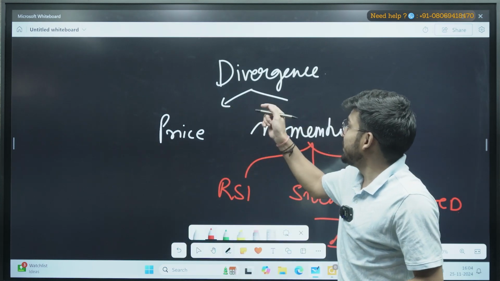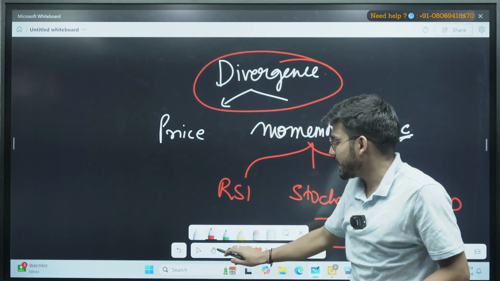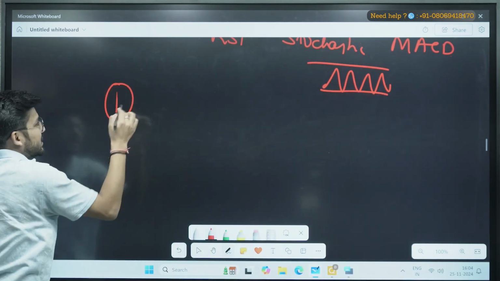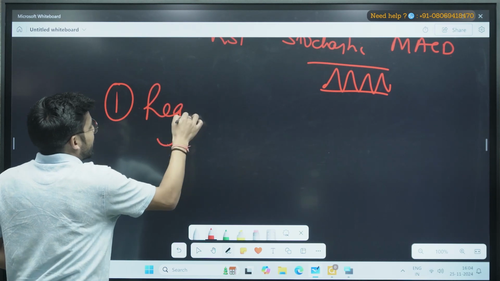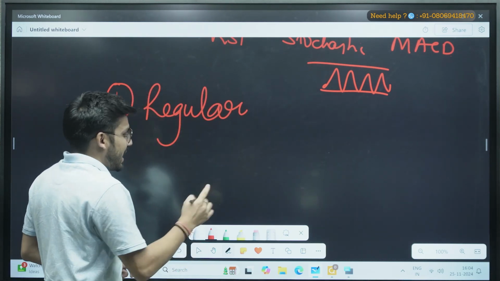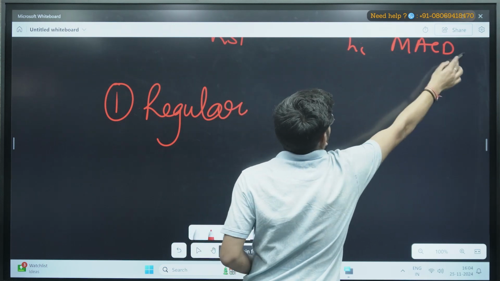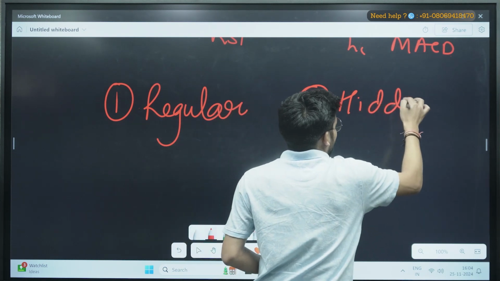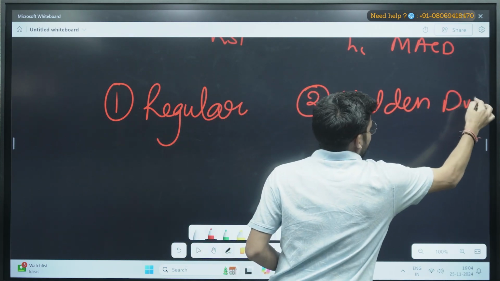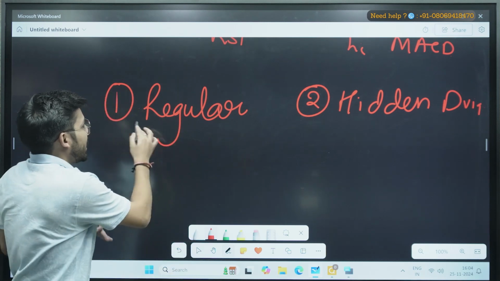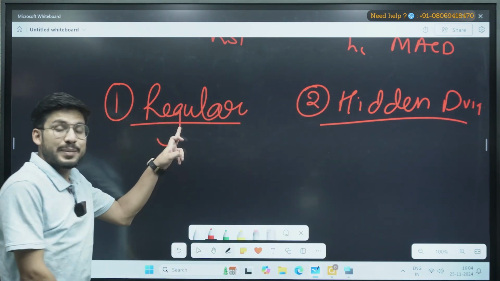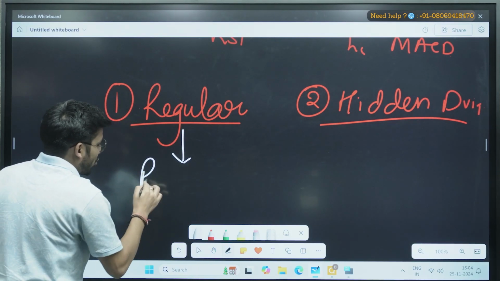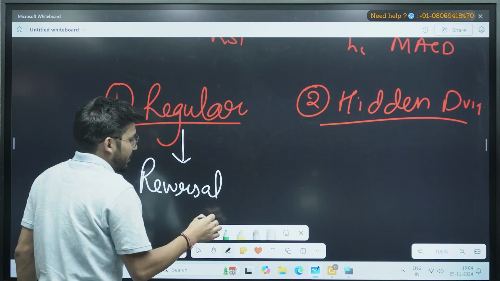Now, when we are talking about divergence, mainly there are two types of divergence that we will be looking into. The first type will be regular divergence, and the second type will be hidden divergence. So this is my divergence, hidden divergence and regular divergence, right? When we talk about the regular one, it will show me the reversal of the trend.